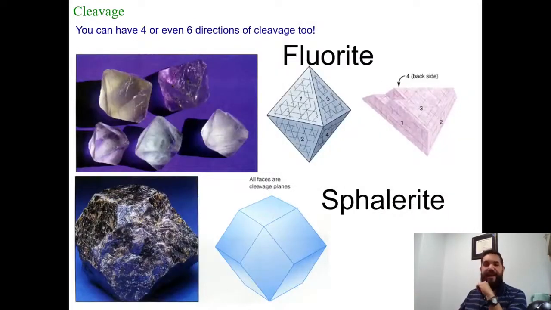And then you can have even 4 or 6 cleavage planes. So fluorite and sphalerite both give you different examples of how you could have 6 intersecting planes of cleavage. Pretty crazy, right?